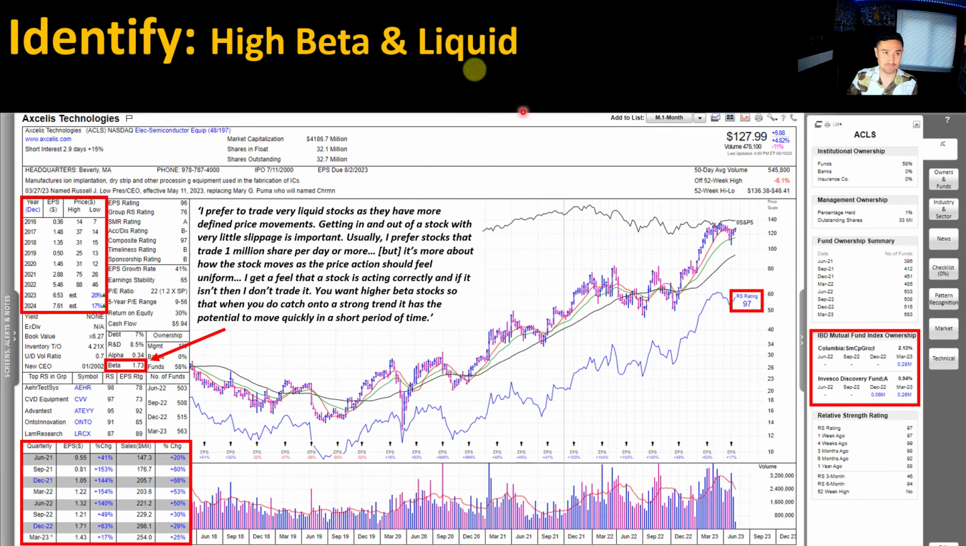Oliver's looking more so for high beta and liquid stocks. I know many of you will be familiar with average daily range percentages as well, so you can look for a high ADR stock. You can also look at the beta of a stock as well.